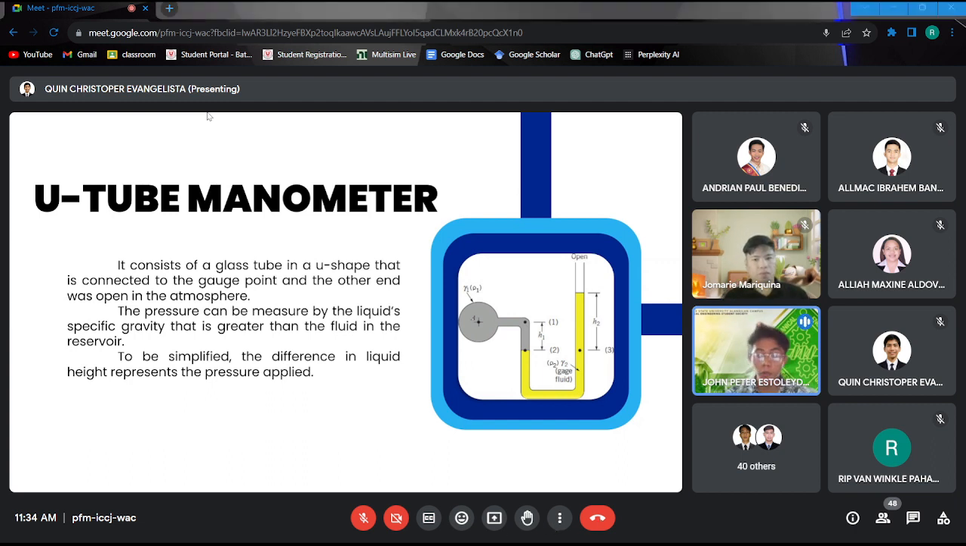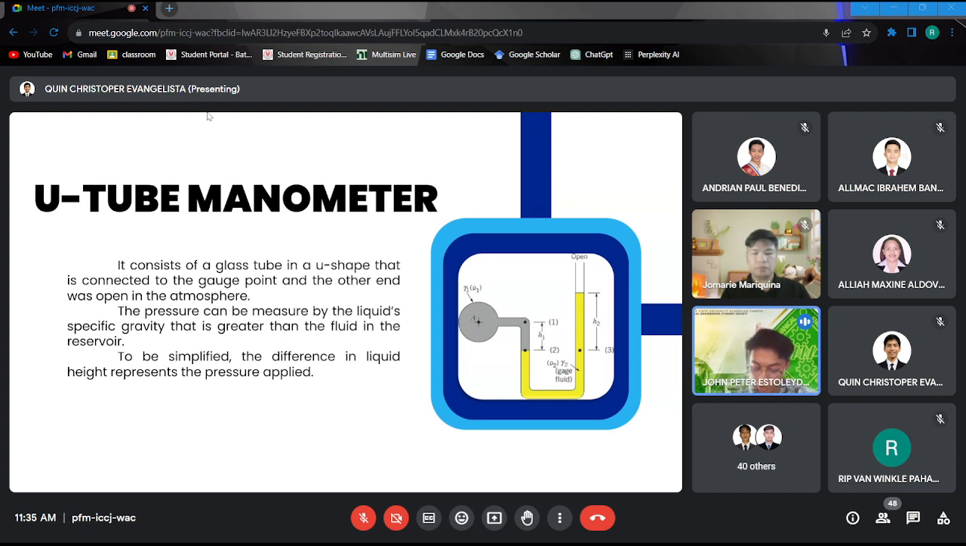So we also know that pressure has a formula: the density times the gravity times the height. So adding that to the equation, pressure A will be equal to the density of the mercury times the gravity times the height of the mercury, minus the density of the oil times the gravity times the height of the oil. So take note that the height measured here is from a certain reference line, and the reference line here, you can see in number 2 and number 3. That's where we measure the height.